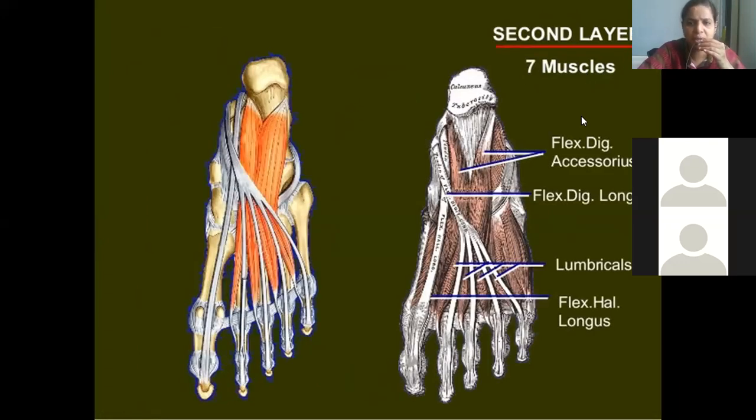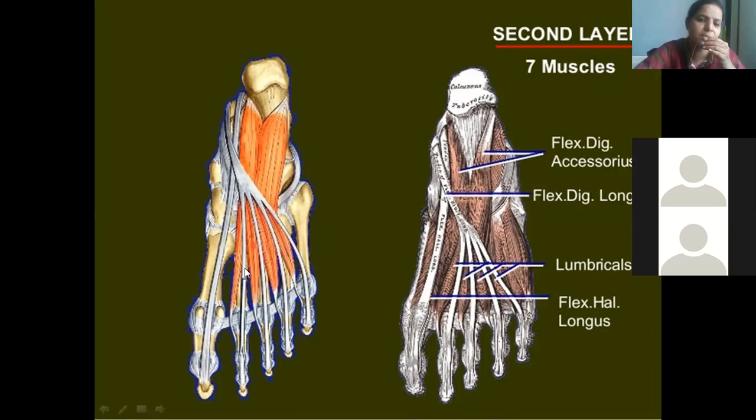Then coming to the second layer. In the second layer, we found two tendons actually coming from the deep posterior compartment of the leg: flexor digitorum longus and flexor hallucis longus. In the longus tendon, you have seen a muscle coming and getting inserted. That's how we have named it flexor digitorum accessorius. And between the tendons of flexor digitorum longus, we have earthworm-like muscles, as we saw in the upper limb. Lumbricals. Very good.